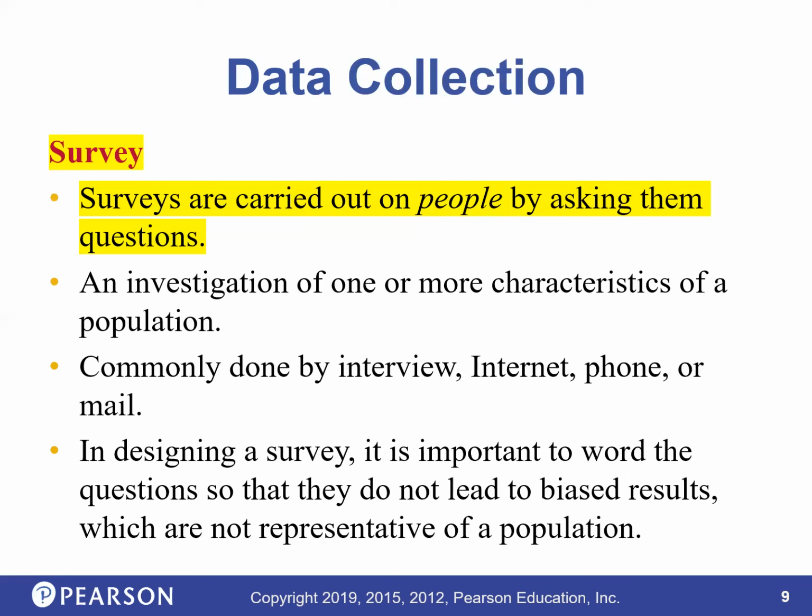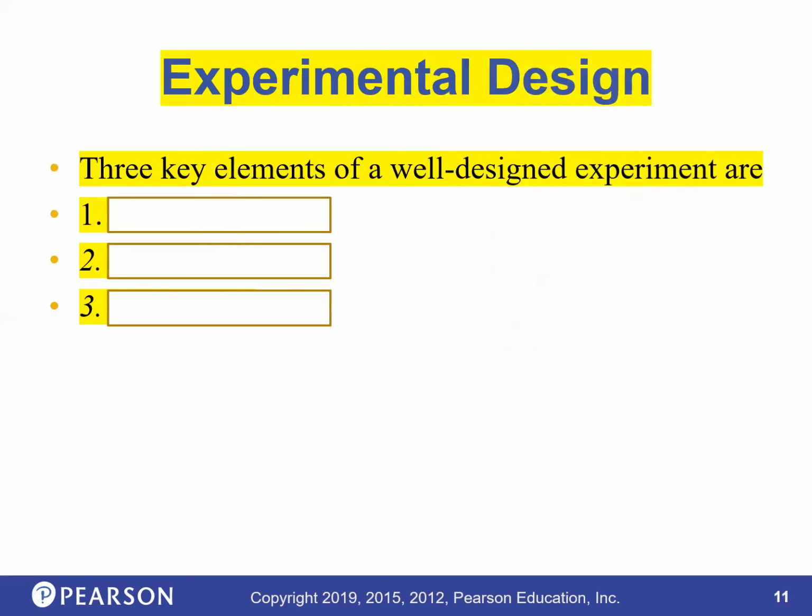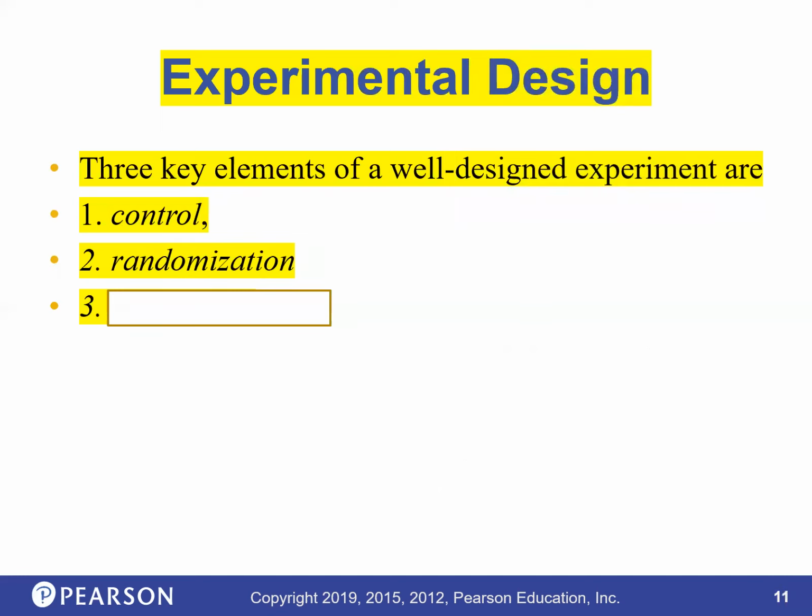Let's jump into experiments a little bit more. So here's the one that we have to actually set up. When we set this up, we've got to be mindful of 3 things. The 3 key elements of a well-designed experiment are: we have to figure out how to control all the variables we have. How do I randomize?